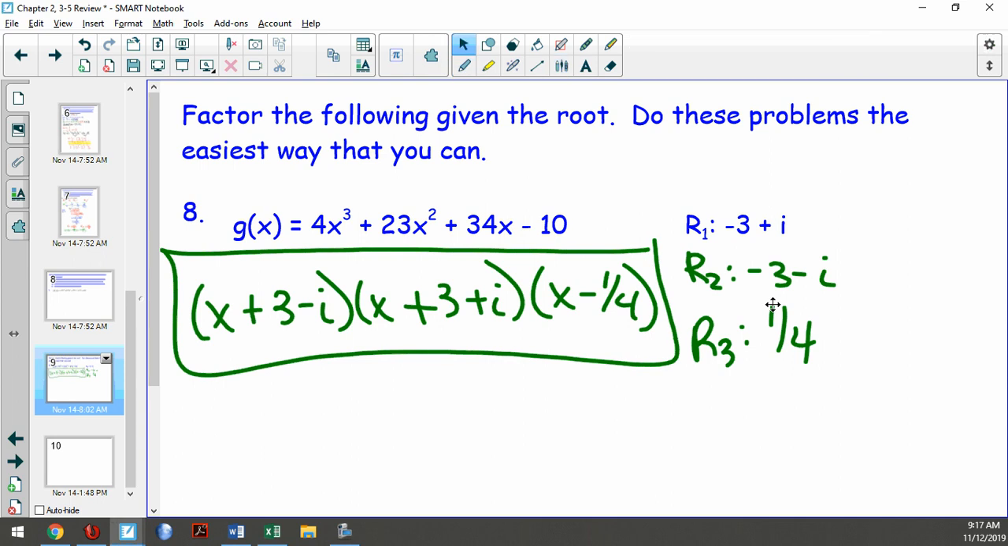Now, on the test, am I probably going to give you the 1/4? Probably not. It's probably all going to be imaginary. So what are you going to probably have to do? Synthetic division at negative 3 plus i, synthetic division at negative 3 minus i, and then probably go ahead and use the quadratic formula to find the 2 irrational or the 2 imaginary. Do we all understand that?